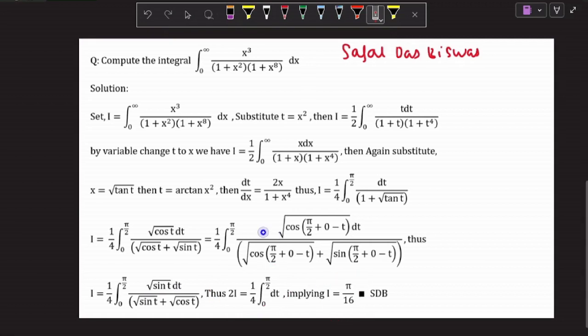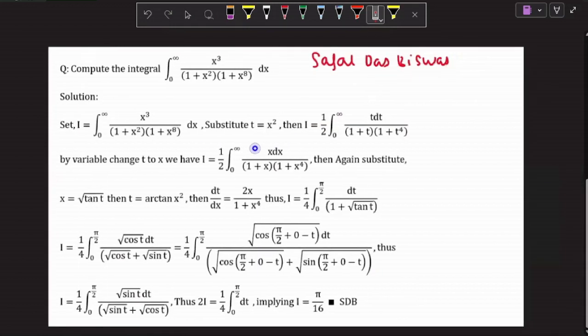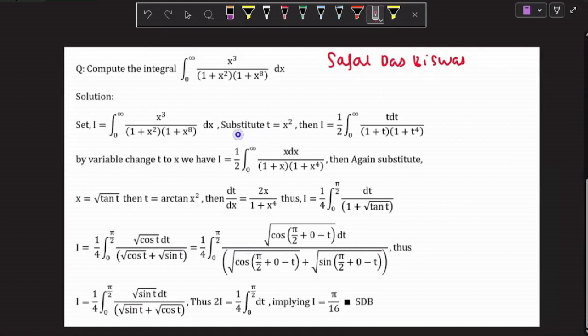Personally, the best thing about this solution was this substitution. I also started out with this substitution, t as x square, but I could not finish it off successfully as Mr. Safal Das Viswas did. But anyways, let's move on to the second solution. Since I was not able to solve via this method, I had a different route altogether.